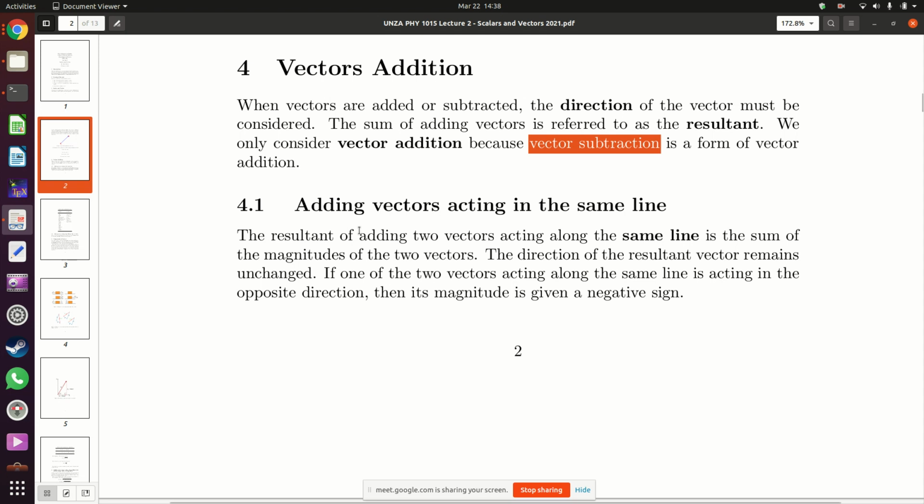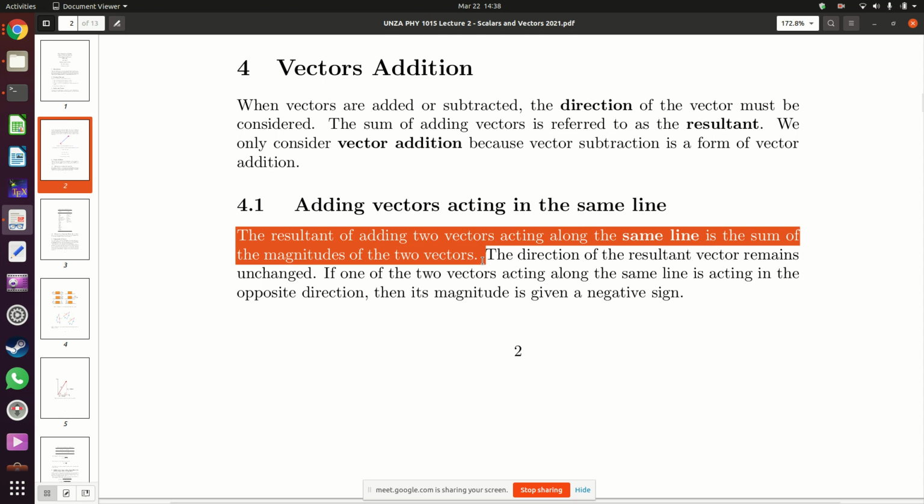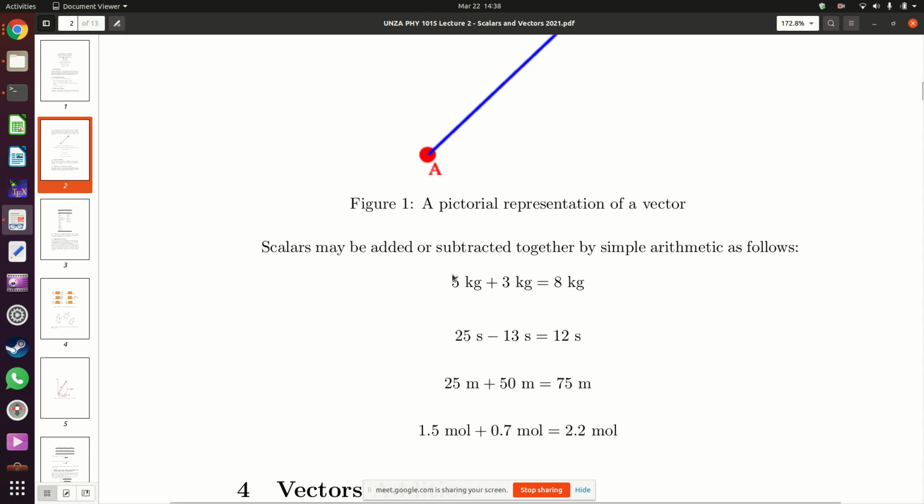So there are two types of additions we are going to do. Addition which involves vectors acting along the same line. These are vectors which are parallel to each other or vectors which point in the same direction. The result of adding two vectors acting along the same line is the sum of the magnitudes of the two vectors. If you have two vectors that are parallel or point in the same direction, the resultant, which is the sum of the addition of these two vectors, is the same as just adding their sizes. Like the way we're doing here, you add 5 kg plus 3 kg equals 8 kg.